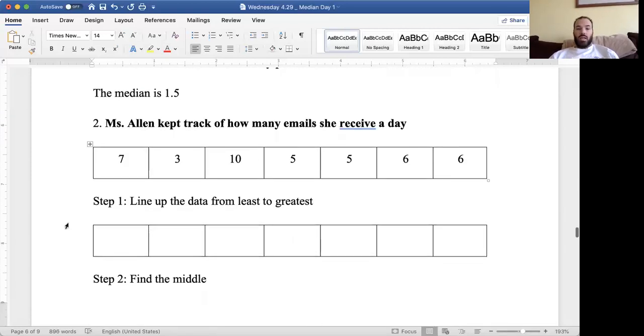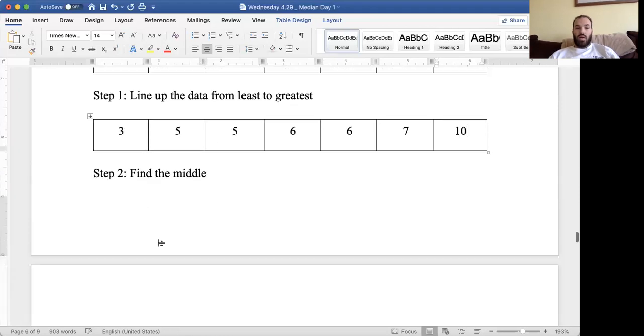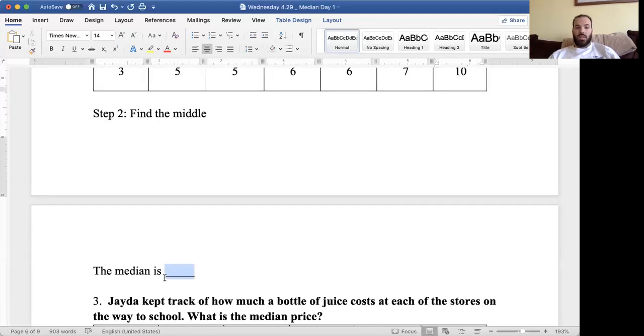Line up the data from least to greatest. That's always my first step. 3, 5, 5, 6, 6, 7, 10. The middle is right here, 6. So the median is 6.